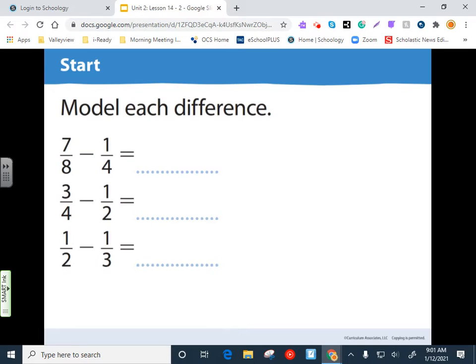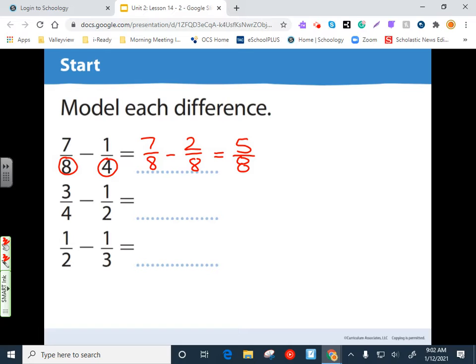Before we start, just a little practice here with subtracting fractions with unlike denominators. We've got our 8 and our 4. We can change that 4 to an 8. So this is actually going to become 7/8 minus 2/8 because, again, we have to do 4 times 2 to get the 8. 1 times 2 is 2. And that gives us an answer of 5/8.